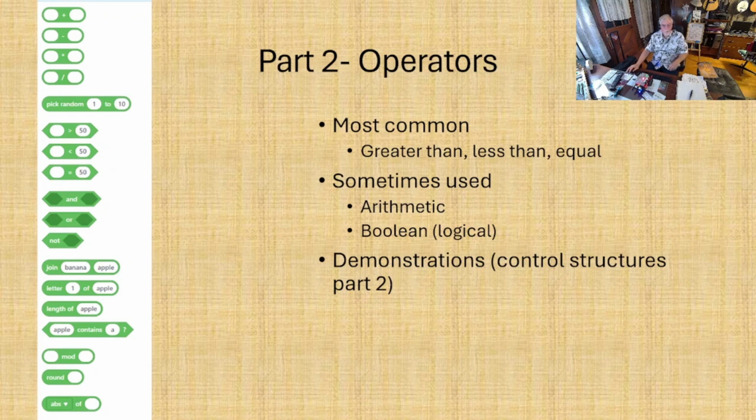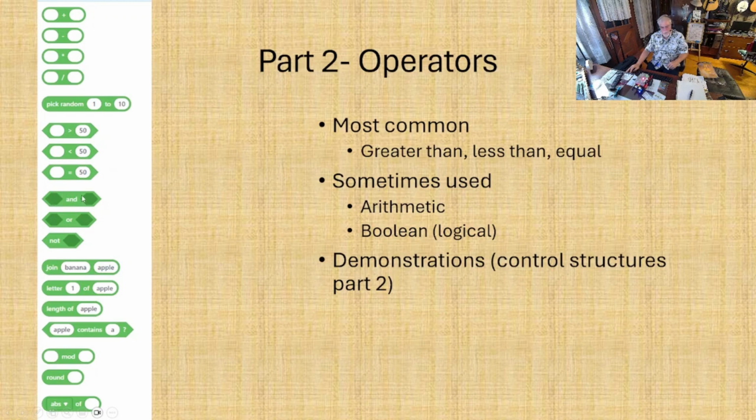Okay, we're talking about operators. A lot of them do math. Some of them do functions, and a function is something that returns a value. The ones we use most often will be greater than, less than, or equal. You'll use that with your sensor to determine whether or not you're about to run into something. Others that you may use will be the arithmetic and maybe the Boolean. A Boolean variable is either true or false.